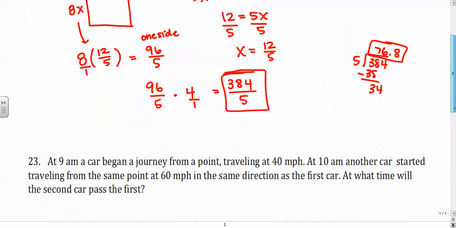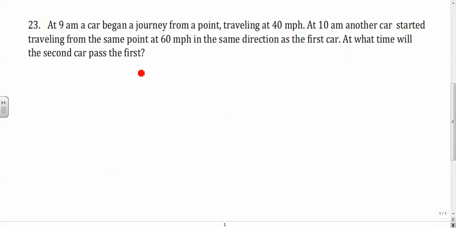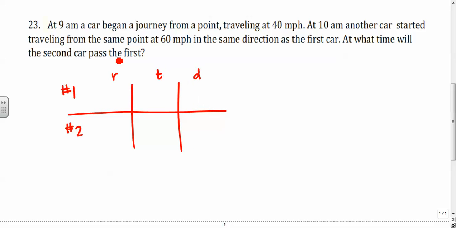Now I'm going to scroll down so we can see 23. 23 is one of our rate time distance problems. Okay, we have two cars traveling, so I'm going to choose car number 1 and car number 2. Set up my table, rate time distance. Okay, we know the car number 1 started at 9 a.m. Remember, the time isn't what time we started or what time we stopped. It's how many hours we spent in the car. Right now I don't know that, so I'm going to leave that blank.